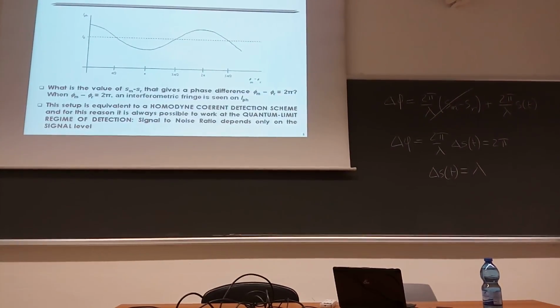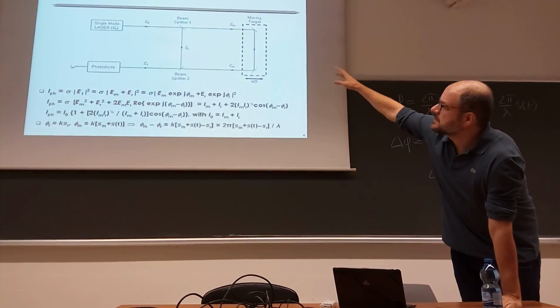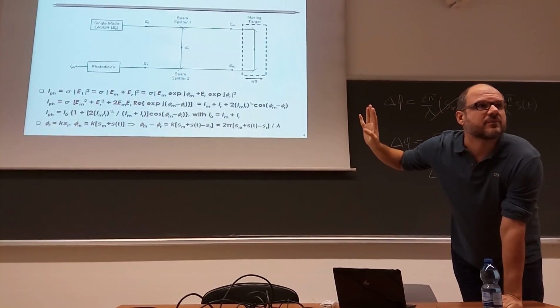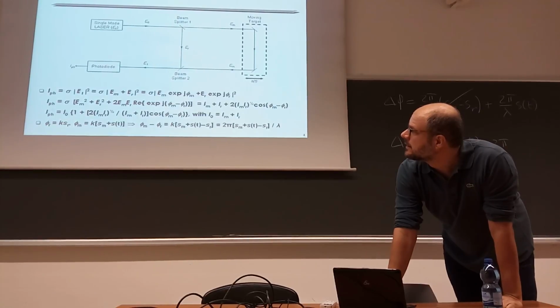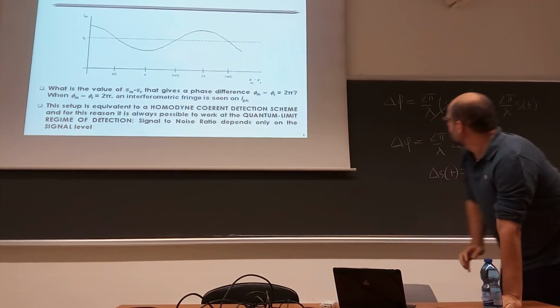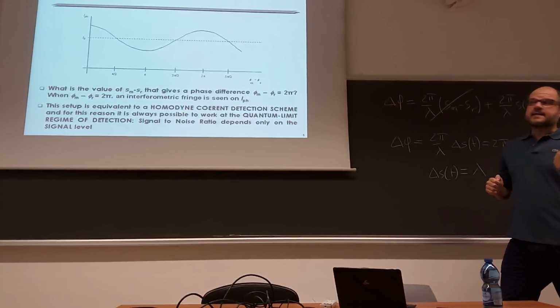In your opinion, why is this a cool specification of a setup that is really simple? Because you just need what? A source, some beam splitter, some mirror, and a photodetector. Nothing more. Very easy setup. And you get an instrument that is able to measure incremental displacement with a resolution equal to the wavelength. Okay, and this is very cool.